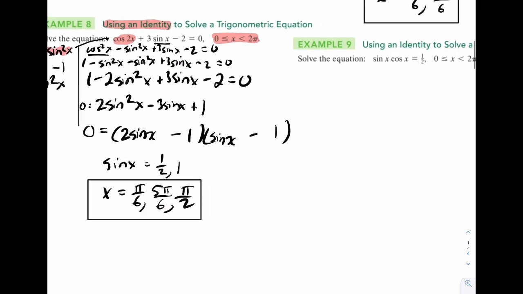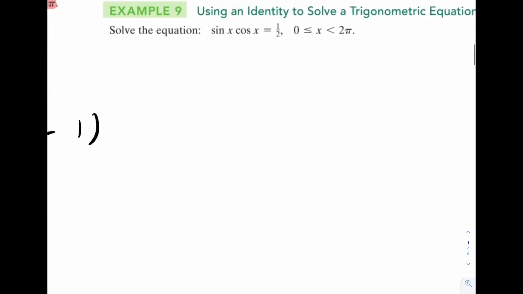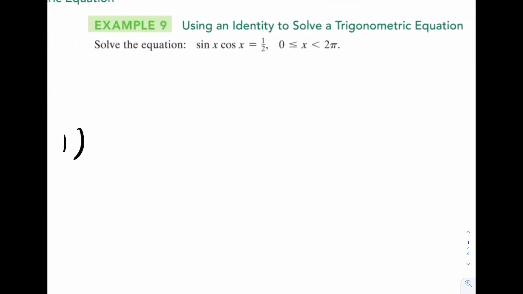Okay, last example. This one's an interesting one because at first glance, it looks like you really can't do anything. Again, we're going to highlight 0 to pi. It's always a good habit, even though they all have it for today. And then look at this, sine, cosine. That looks like something we know. That looks like the double angle. Sine of 2x, that's 2 sine x cosine x.